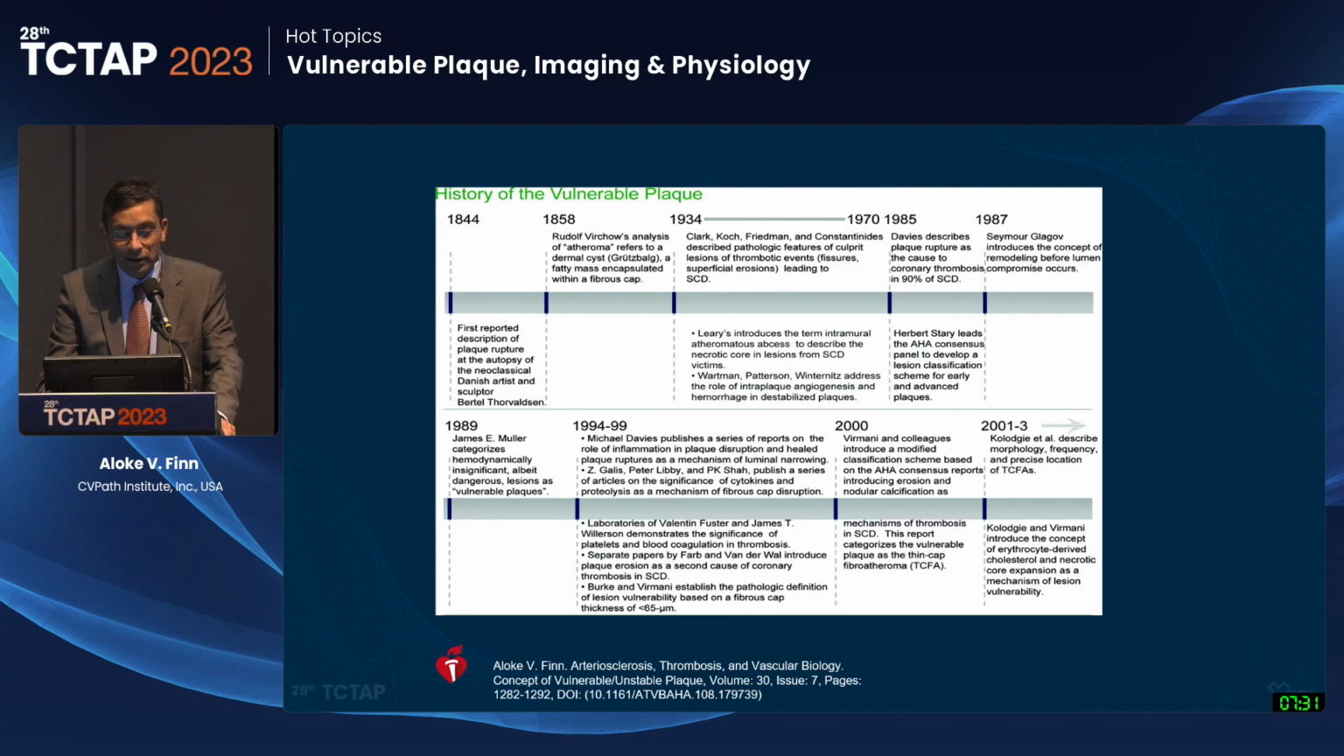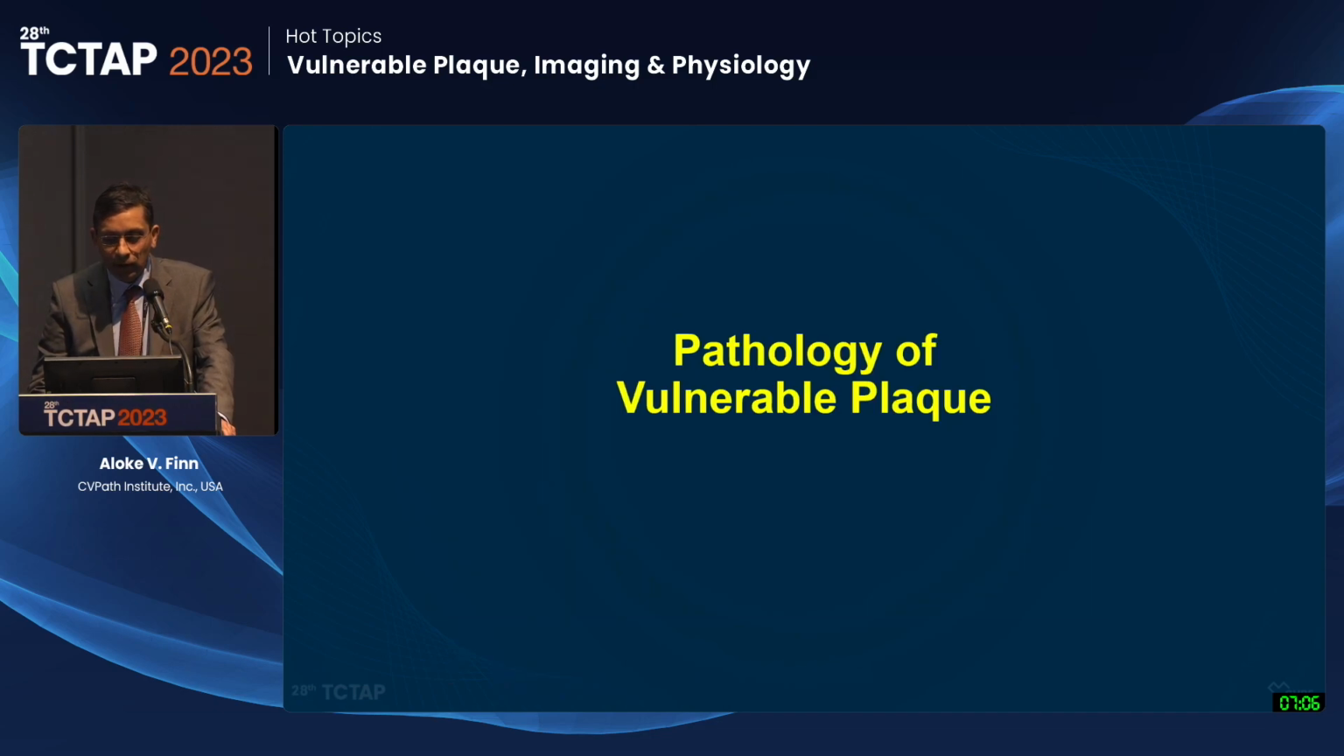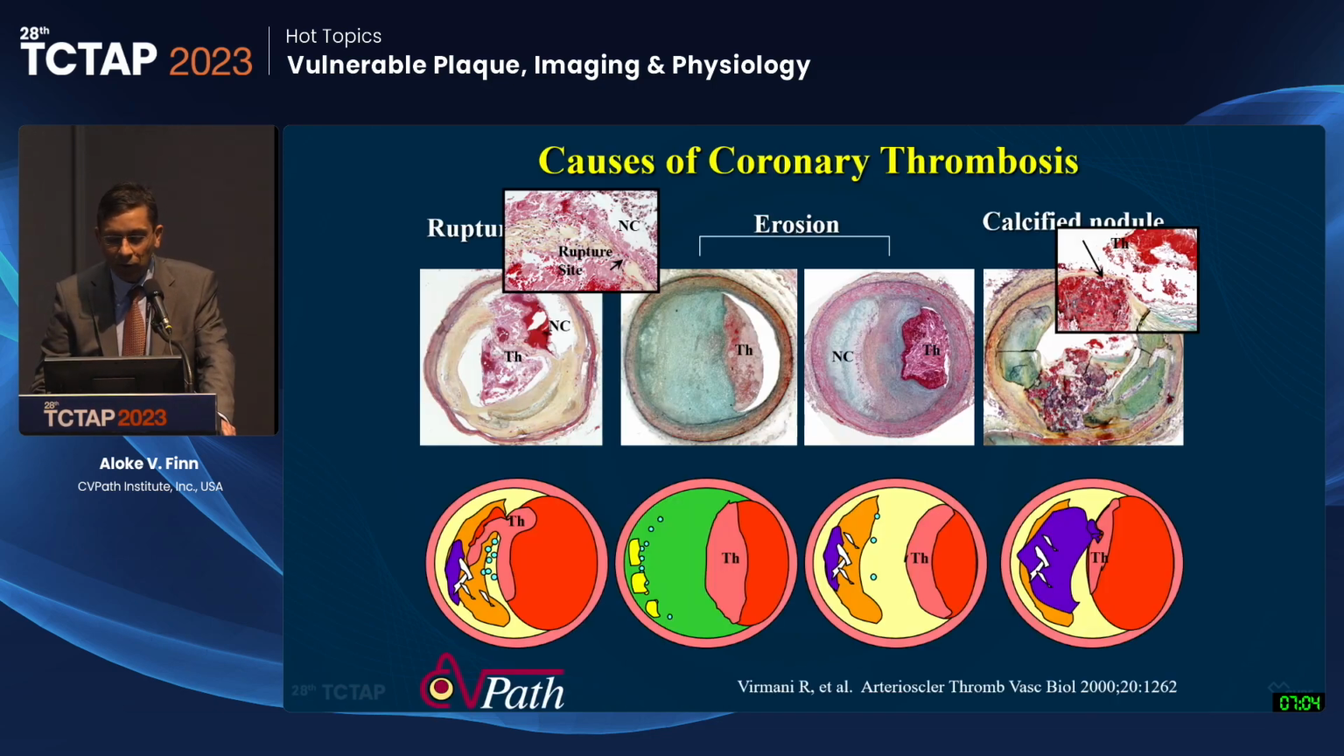It really starts in 1844 when the Danish artist Thorvaldsen described the first episode or description of plaque rupture, and then really continues into the 2000s when we've made even more inroads into understanding vulnerable plaque. I would recommend this paper not as a way of selfless promotion, but as a way of understanding the history of what has happened in the vulnerable plaque field over many, many years. So I was asked to talk about the pathology of vulnerable plaque.